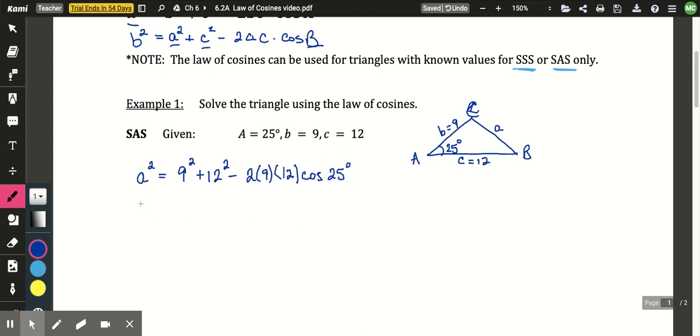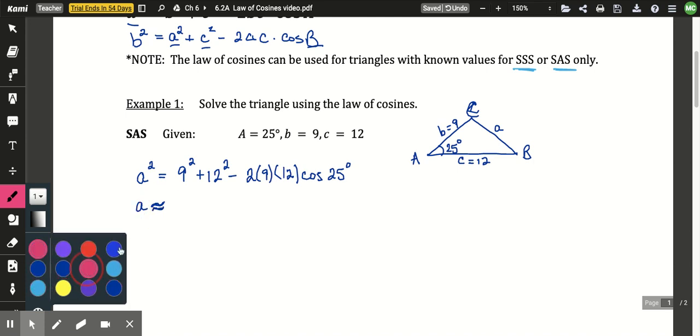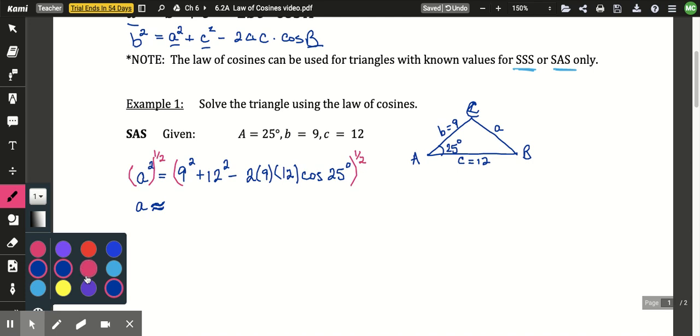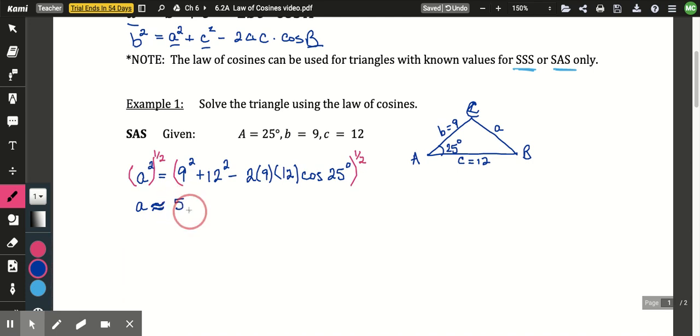Okay, so when I put this in my calculator, I would have to either start off with a square root, or I could put this whole original thing in parentheses when I put it in the calculator, and then raise it to the 1/2 power, which is the same thing as taking a square root. So either way, I put that in my calculator, and I get approximately 5.407.